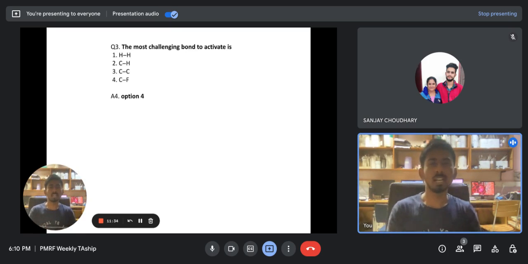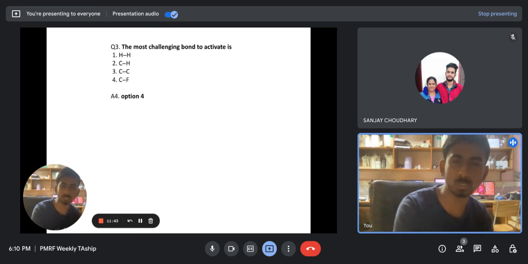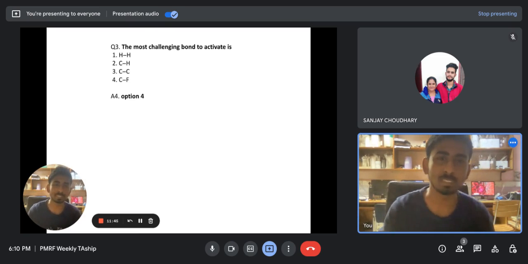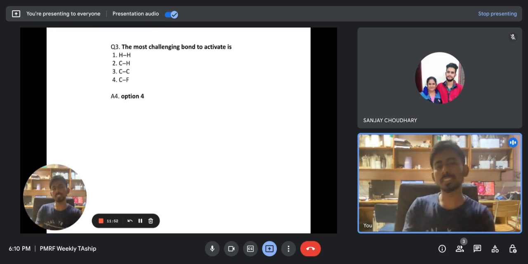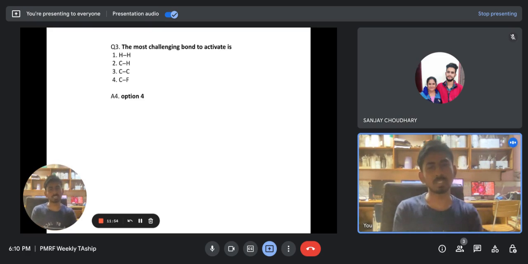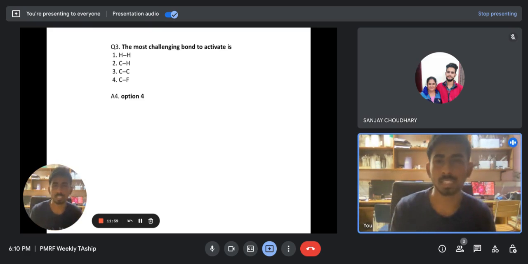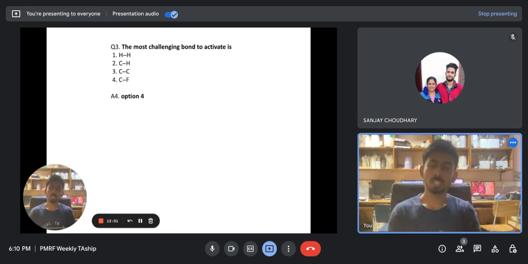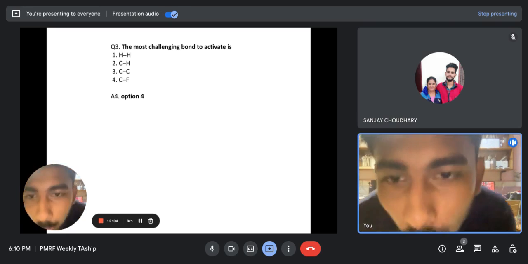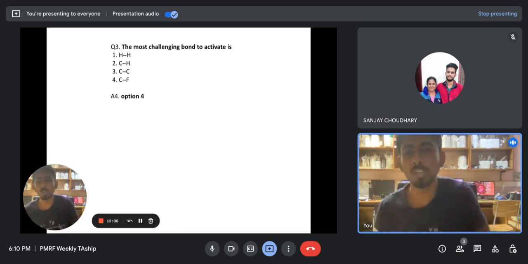The third question is: which of the following bonds is the most challenging one to activate? In chemistry, we deal with several kinds of bonds that can be activated in the presence of certain metal complexes or photolytic activities or other such reagents. But the question is, which of these four bonds is the most challenging one to activate? The first option is the HH bond. The second option is the carbon hydrogen bond. Third option is the CC bond, and the fourth option is the carbon fluorine bond.